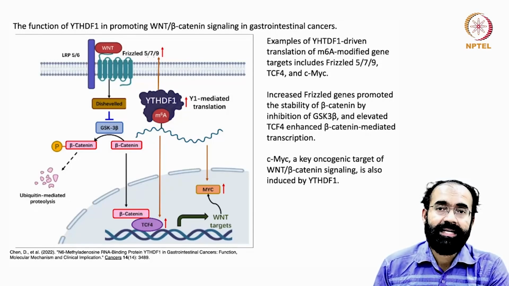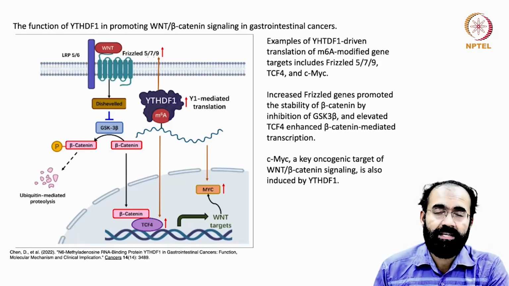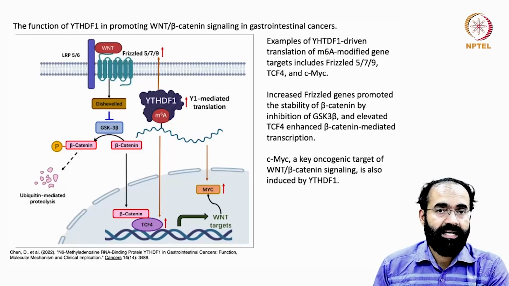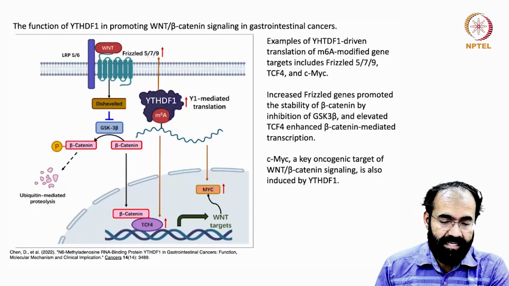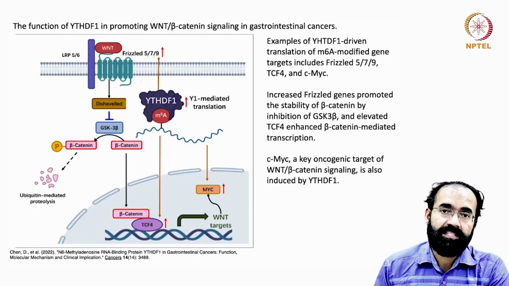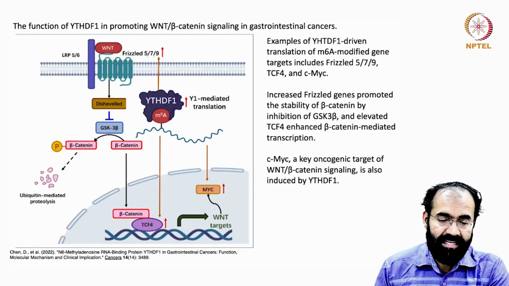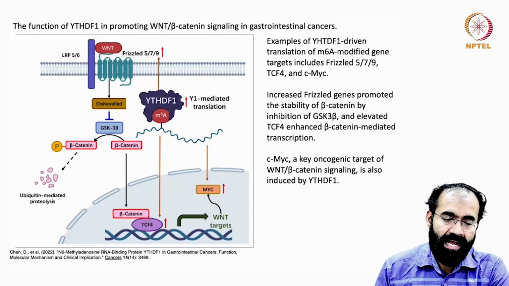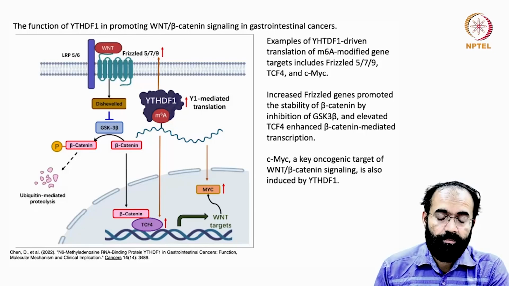Once it is activated, it can go and inhibit the GSK3 beta enzyme, and this GSK3 beta enzyme is very important because it is important in the phosphorylation of the beta-catenin. If it is phosphorylated, the beta-catenin will be marked for degradation. The full name of GSK3 beta is glycogen synthase kinase 3 beta. So if the phosphorylation happens on the beta-catenin, it will be degraded.